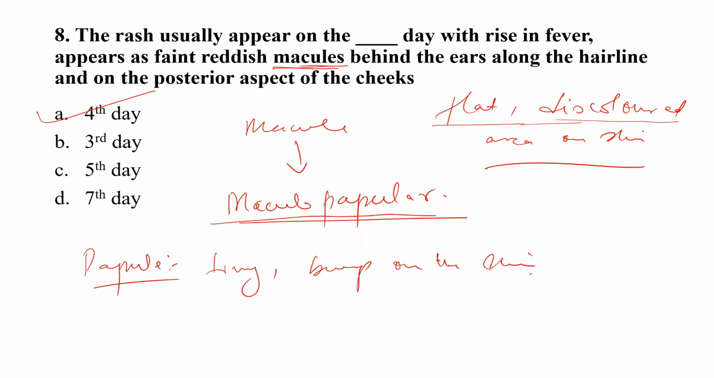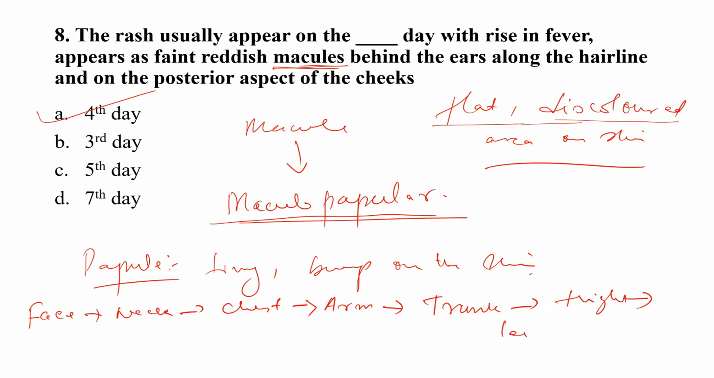The rash will become maculopapular and will spread to the face. In this order: first it will spread to the face, then to the neck, then to the chest, then the arm, and then the trunk, and then thighs, and then will reach the legs. And in this same order the rash also will disappear, starting from the face, neck, chest, arm, trunk, thigh and legs.